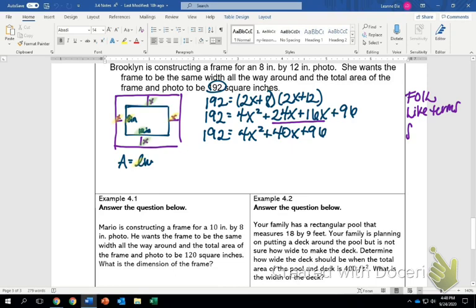The next thing that I have to do, now that I'm done working out all my parentheses and stuff, is that I can't really factor this, or I can't even use the quadratic equation, until I make it equal to 0. So I'm going to say set equal to 0, and I'm going to subtract 192 on both sides. 192 is like terms with the 96 because neither of them have that x. And so I will get 0 equals 4x squared plus 40x minus 96.